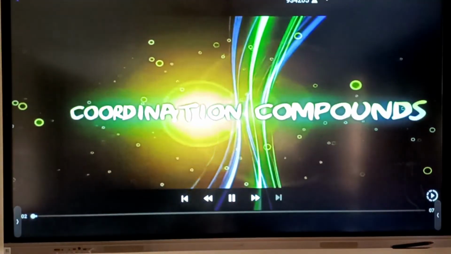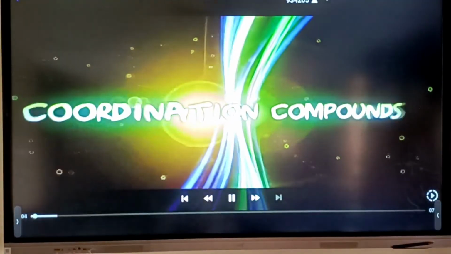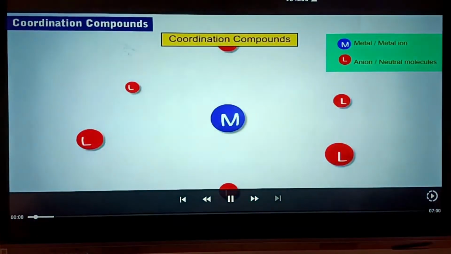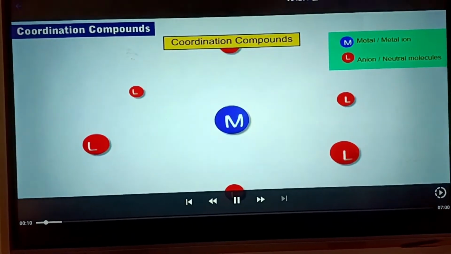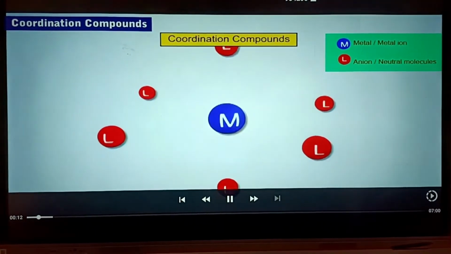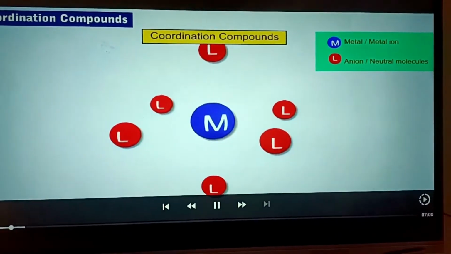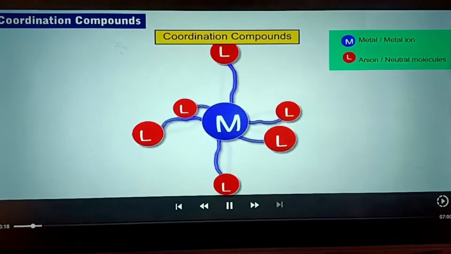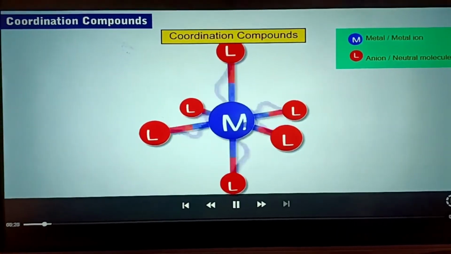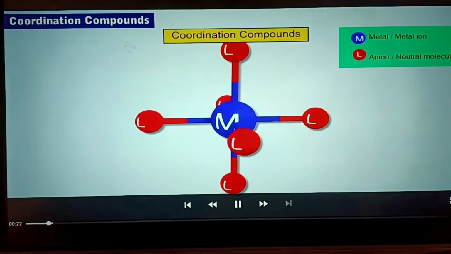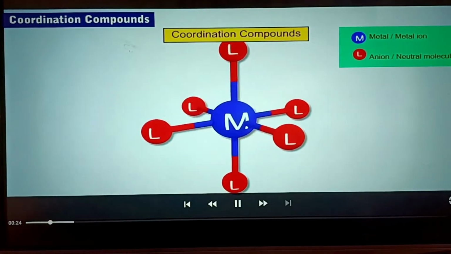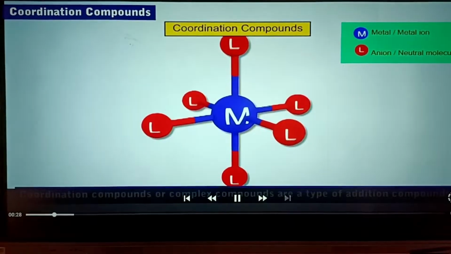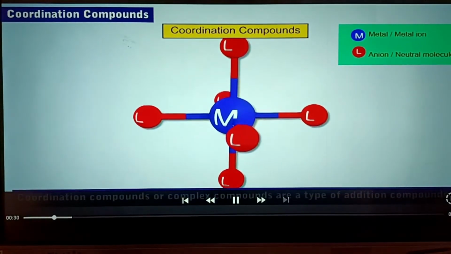In this module, we will be learning about the coordination compounds. Coordination compounds are a special class of compounds in which the metal atoms or ions are bound to a number of anions or neutral molecules. Coordination compounds are a type of addition compounds.